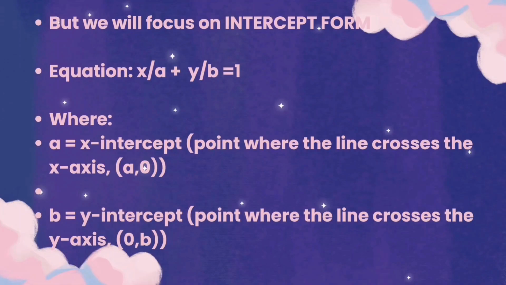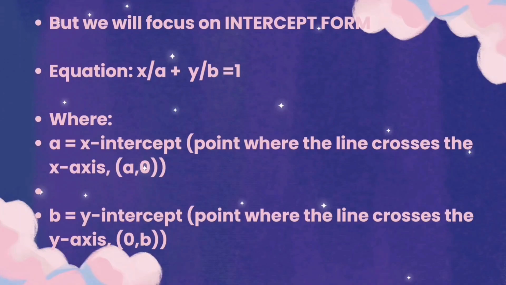Meaning of a is equal to x-intercept, the point where the line crosses the x-axis. At this point, y is equal to 0. So the coordinate is (a, 0). Example, if a is equal to 4, the line crosses at (4, 0). Meaning of b is equal to y-intercept, the point where the line crosses the y-axis. At this point, x is equal to 0.